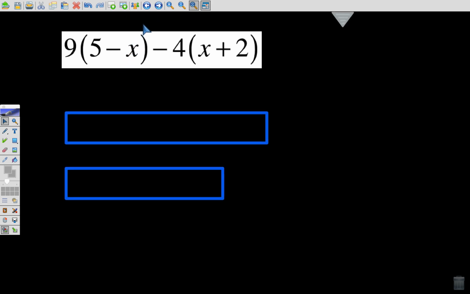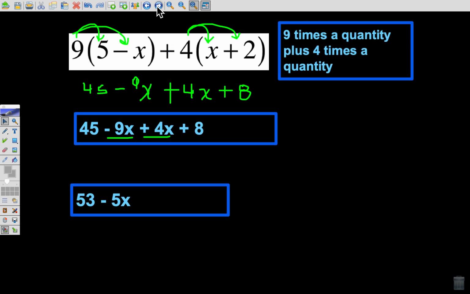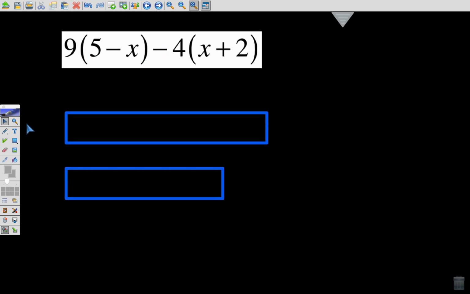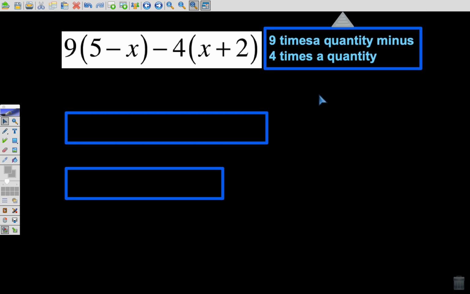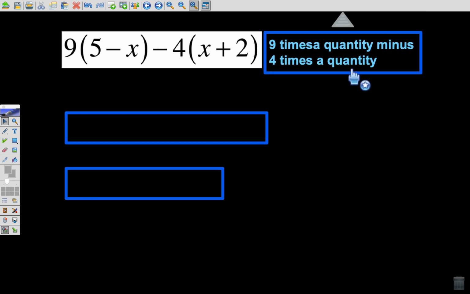All right, now we have a similar problem, okay? This had a plus in it. This has a minus. So it's still 9 times a quantity, but it's minus 4 times a quantity. So same thing, we're going to do 9 times 5, which is 45, and 9 times negative x, which is going to give us minus 9x.